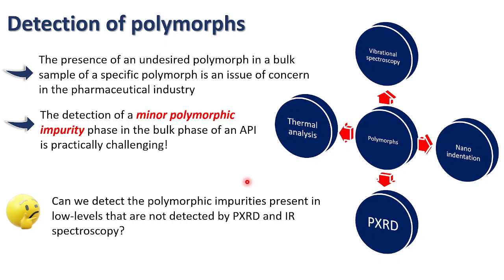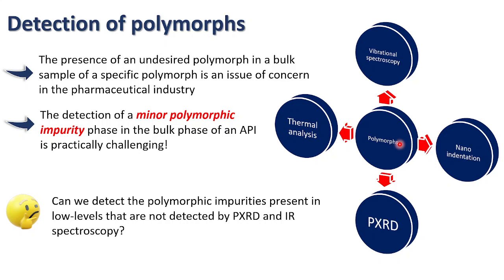The question in front of us, the problem we are facing, is: can we detect polymorphic impurities present at lower levels that are not detected by PXRD and IR spectroscopy? I already mentioned that polymorphs can be identified using powder XRD and IR spectroscopy. But is it possible to detect the impurity if it is present at very low levels, meaning the quantity is very small?